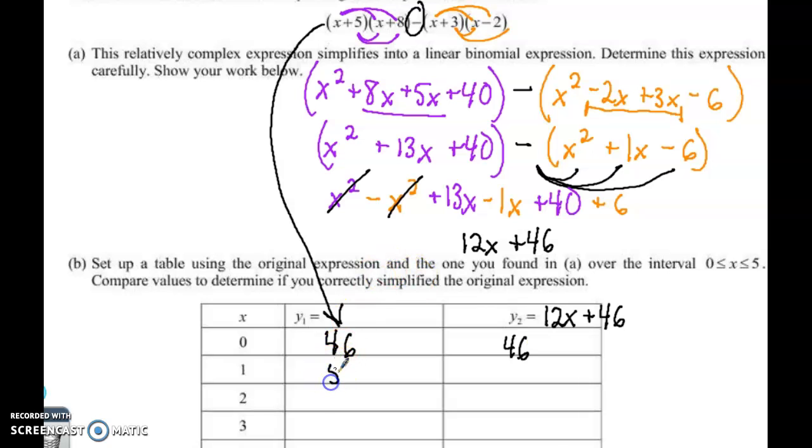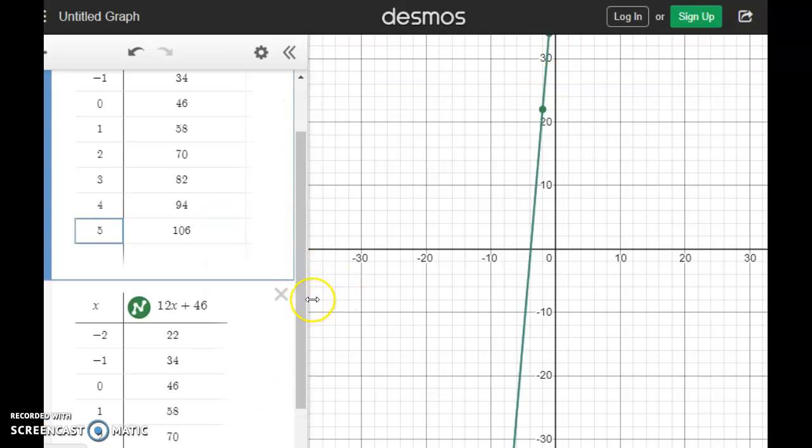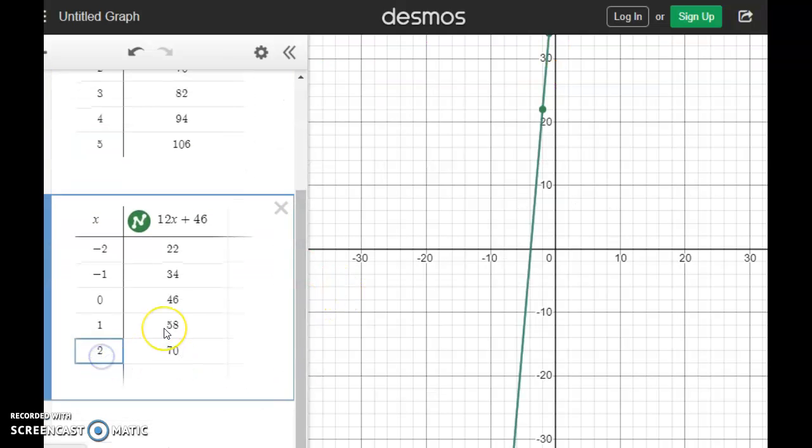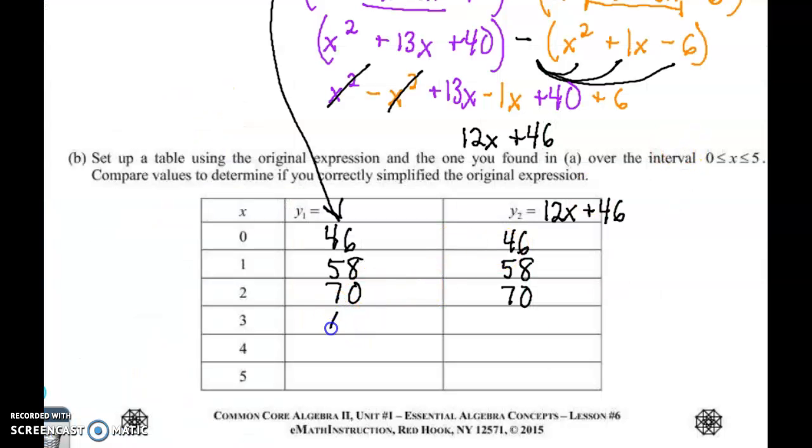So I believe it was 46, 58, 70. You might even notice a pattern going on here to save you some time. If you don't notice a pattern, go back and again do the same thing. 82's match up, 94's match up, 106. So what are we doing by doing this? Well, if all of these y values are equal, then we can say that we did the problem correctly and that the two expressions are equivalent.